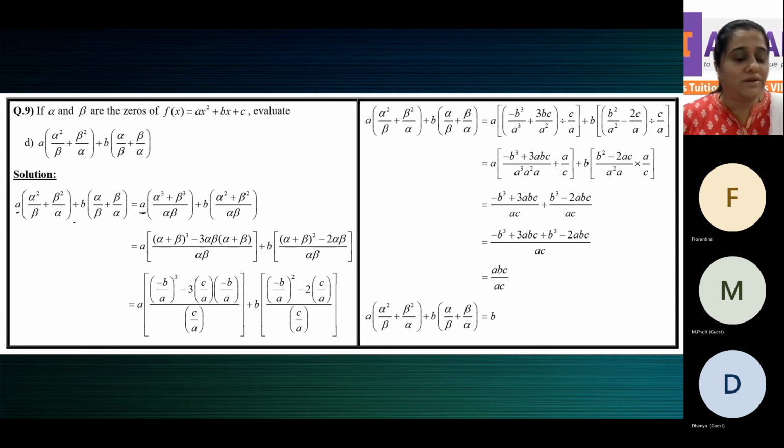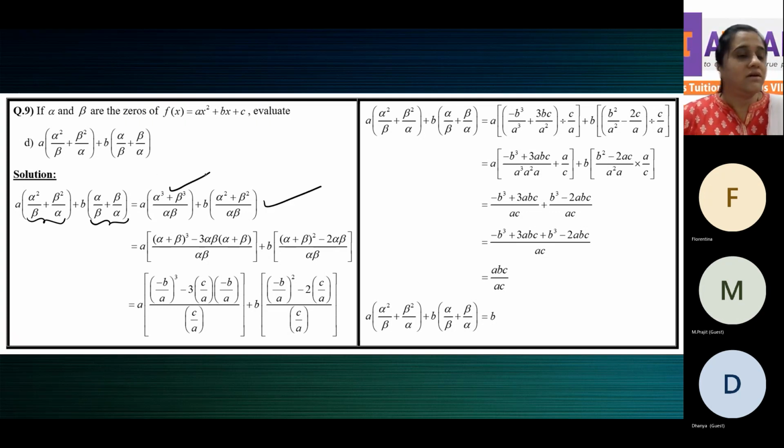Alpha beta is a common denominator. So it will be alpha square into alpha, alpha cubed. Beta square into beta, beta cubed. Plus b, again alpha beta is a common denominator, alpha square plus beta square. So we start with taking the common denominators for these two brackets. That is the first step.